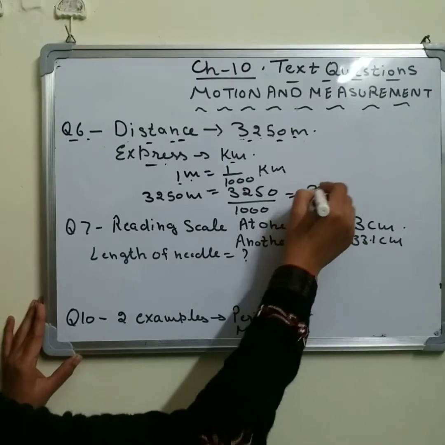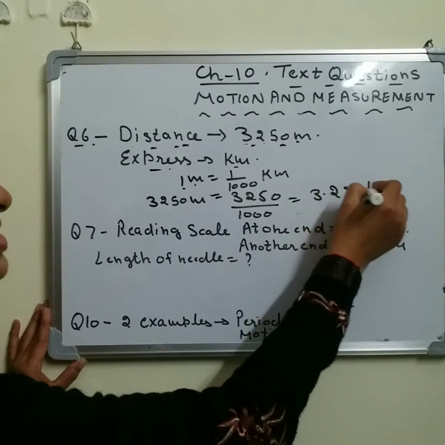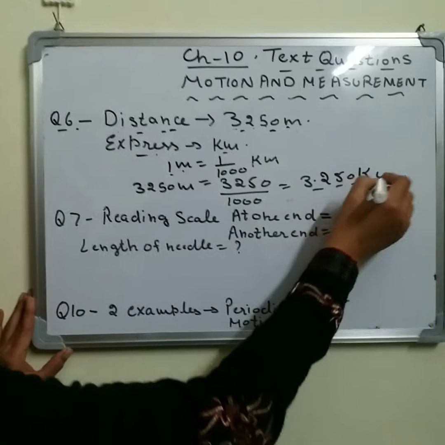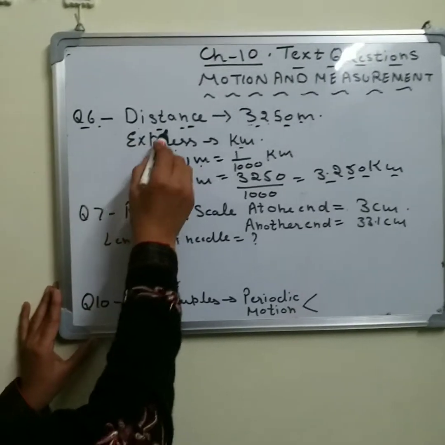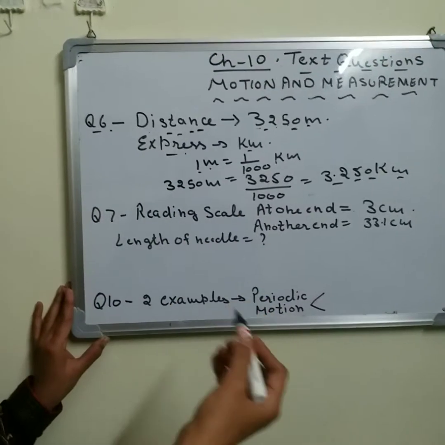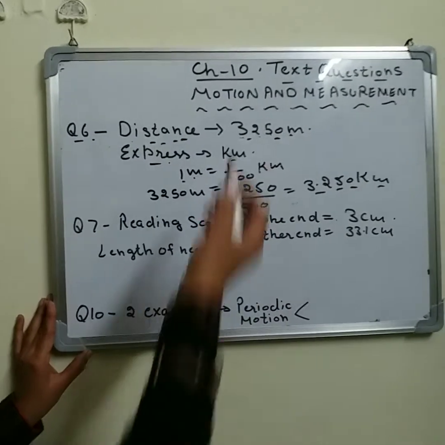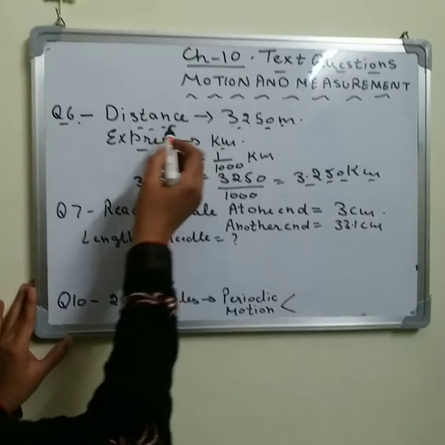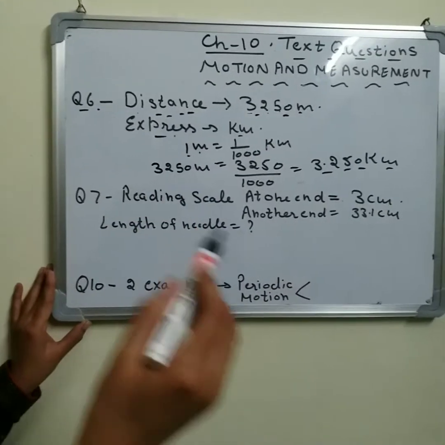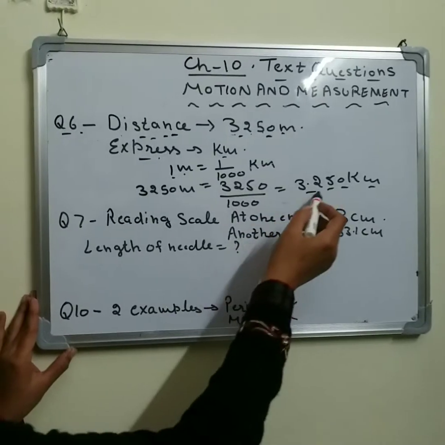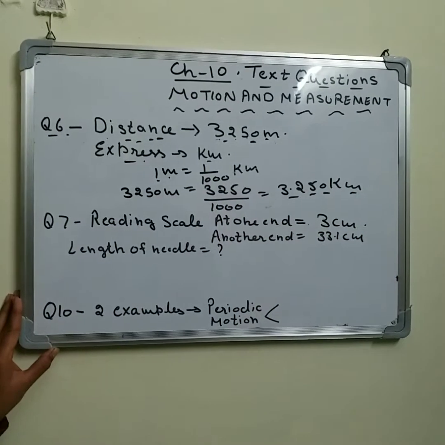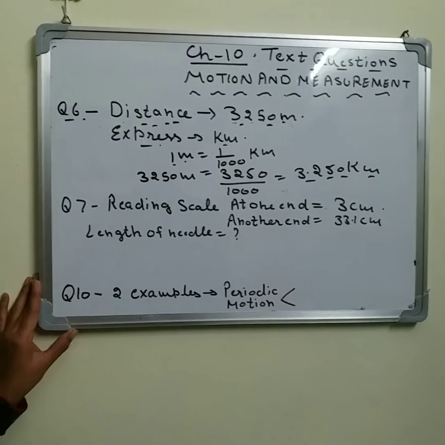And what is the value? The value is 3.250 kilometer. So it's very easy. We can easily convert one unit into another. So again you can say the distance between Radha's home and school is 3250 meter or 3.250 kilometer.